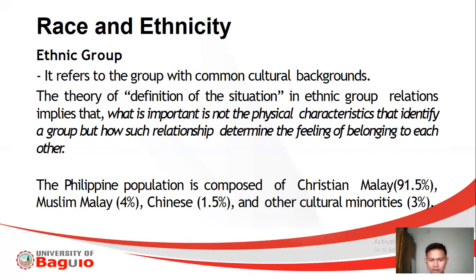Now, here sa baba tayo, of course, the Philippine population is composed of Christian Malay. When you say Christian Malay, yan na yung mga ano natin. We are from Roman Catholic, and even Protestant. So almost majority at 91.5%, Muslim Malay 4%, Chinese 1.5%, and other cultural minorities only 3%. When you say cultural minorities, example na yan dito sa Cordillera natin, we have the Ibaloys and then the Kankanaeys. Meron tayong mga Kalanguya, yung mga yan. But when you say mga Ilocano, mga Pangasinense, they are now part of the Christian Malay.